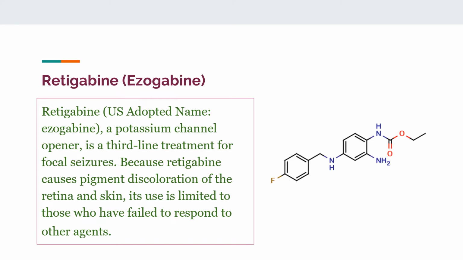Retigabine, or ezogabine. Retigabine is a potassium channel opener and is a third-line treatment for focal seizure. Because retigabine causes pigment discoloration of the retina and skin, its use is limited to those who have failed to respond to other agents.